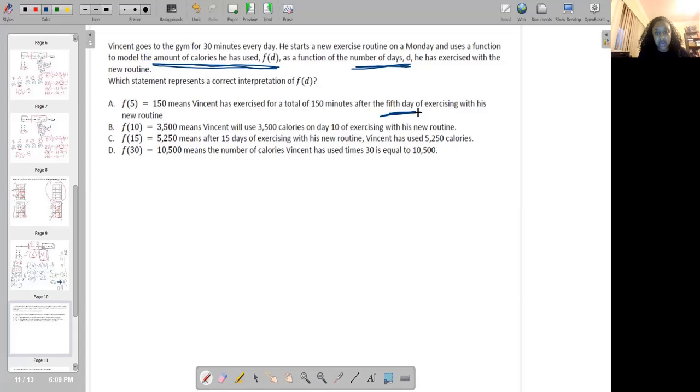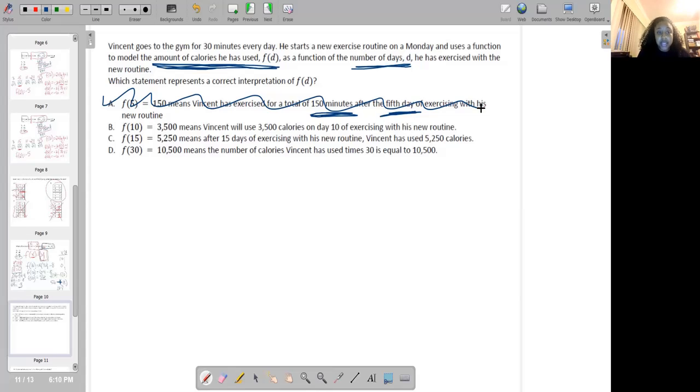Whatever F of D is equal to, whatever's after that equal sign, it doesn't stand for minutes. It stands for the amount of calories used. So it's not going to be A. F of 10 equals 3,500 means Vincent will use 3,500 calories on day 10 of exercising with his new routine.